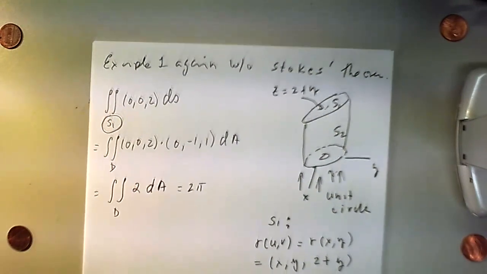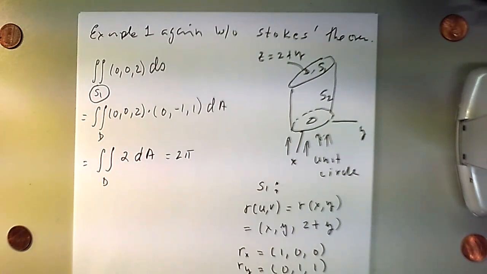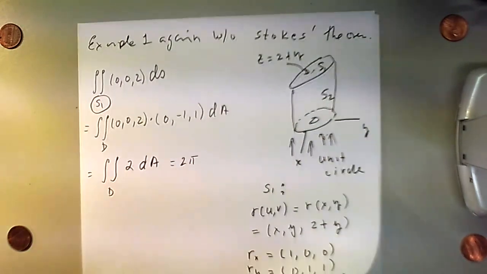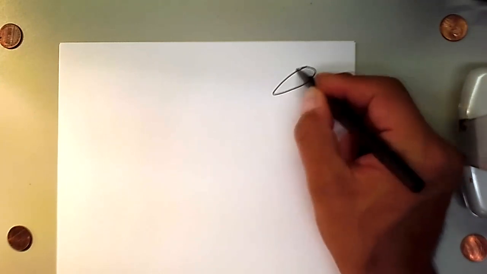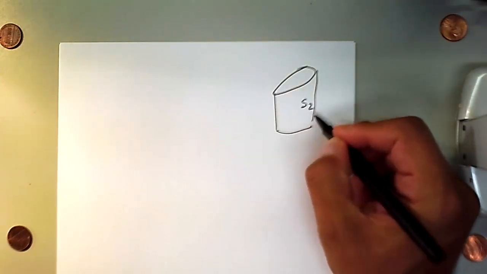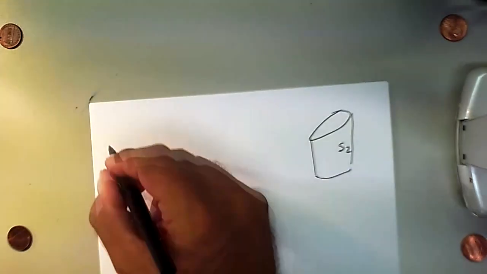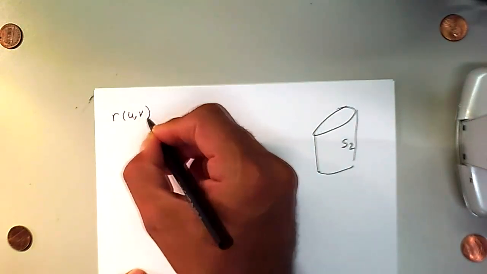I think I'm going to need another piece of paper. Let me do that here. 2, 3. I'm putting pages on my sheets. So now let's do the same thing over S2. All right, so we need to parameterize this guy. I'm going to parameterize it here. So we're going to use r of u v.